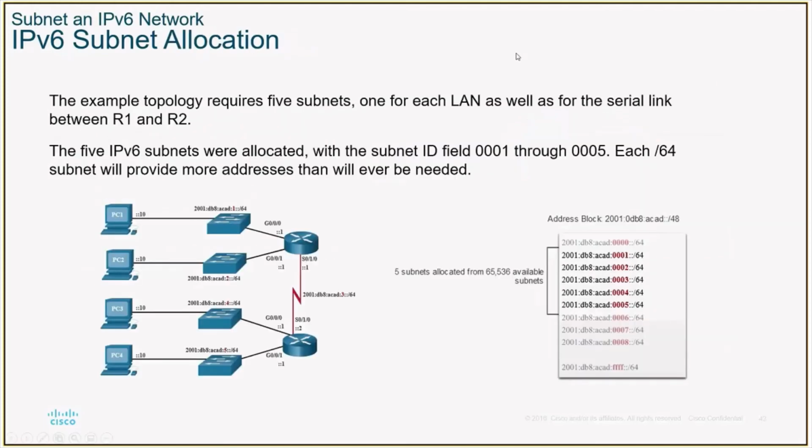Lots of options. So the example topology requires 5 subnets, 1 for each LAN, as well as for the serial link between R1 and R2. So the 5 IPv6 subnets were allocated with the subnet ID field of 0001 through to 0005. Of course, they're all /64, and so that works nicely. So as you can see, there's ACAD:1, ACAD:2, ACAD:3, ACAD:4, ACAD:5. Very nice.